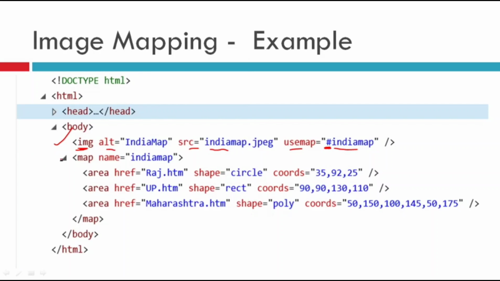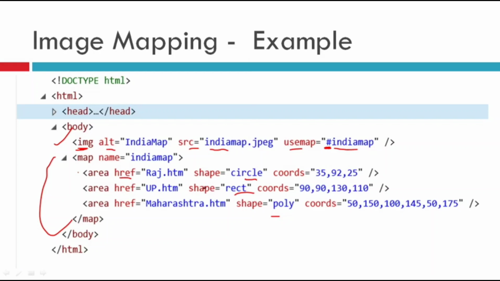The second tag is going to be the map name. As I told you, map is a container tag and it has an opening and closing. So whatever shape area tags are used are going to be enclosed within the map tags. Just keep that in mind. And then I have used the shapes: circle, rectangle and polygon. The href points to the file that is going to be opened when I click on this circle, and it's going to open the Rajasthan HTML file.